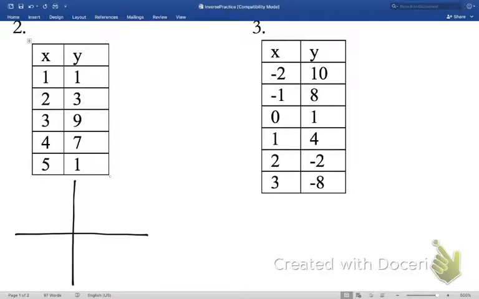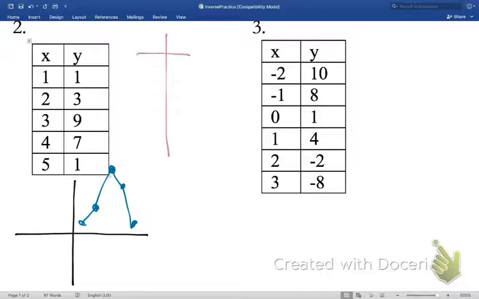Let's look at number 2. Again, graph the original function we're given. So I have a point at (1, 1), at (2, 3), at (3, 9), at (4, 7), and then at (5, 1). It's kind of a crazy looking shape.